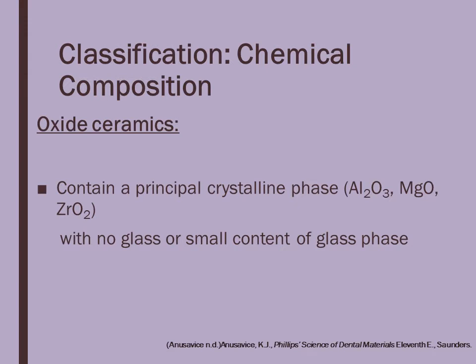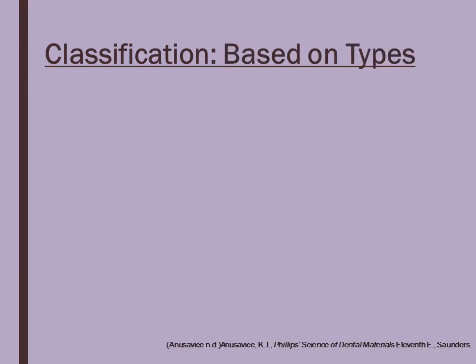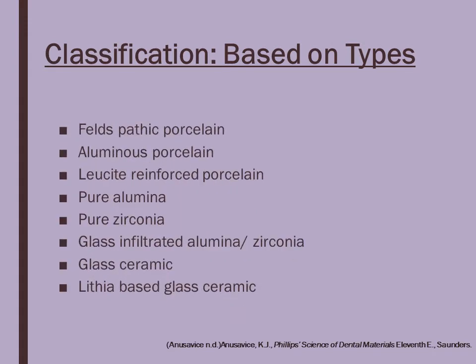The definition is more or less the same, but now moving on to the classification based on types, there are various kinds of porcelains like feldspathic porcelain, aluminous porcelain, lucite reinforced porcelain, pure alumina, pure zirconia, glass infiltrated alumina or zirconium, glass ceramic, and lithia based glass ceramics. So this is basically based on the type of porcelain and its main constituent, which may be feldspar, aluminum, or lucite, according to the type.